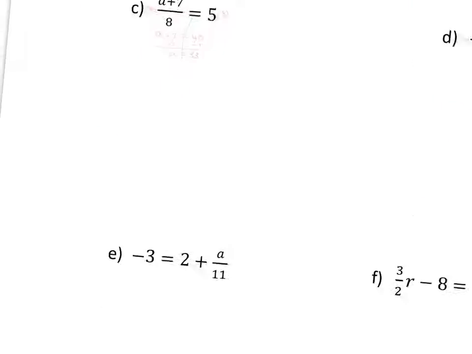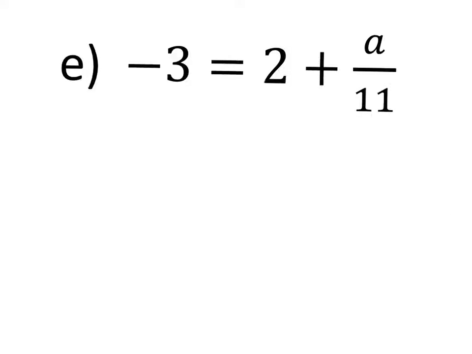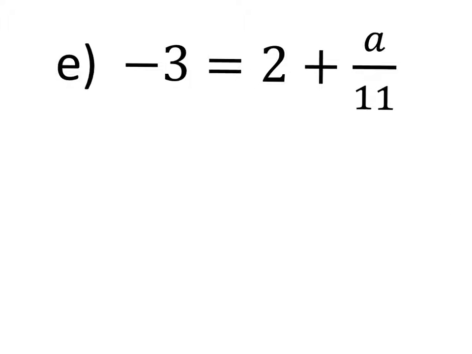Okay? All right, example E. Now, when we have a little itty bitty fraction, a little guy like this, we aren't too worried about the bottom. We're still going to take care of that addition and subtraction, just like we did on A and B. So very similar to A and B. I'm going to start by subtracting the 2 over.